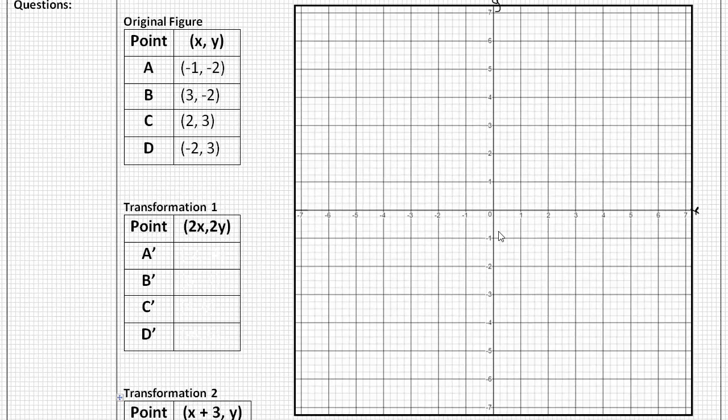So pausing the video, please make sure to set up this graph and write down this table. These are going to be the points that I would like you to plot on that graph and label them. So I'm giving you the x, y coordinates. So go ahead, pause the video if you need to get set up, and then we'll begin graphing these points to make our figure.